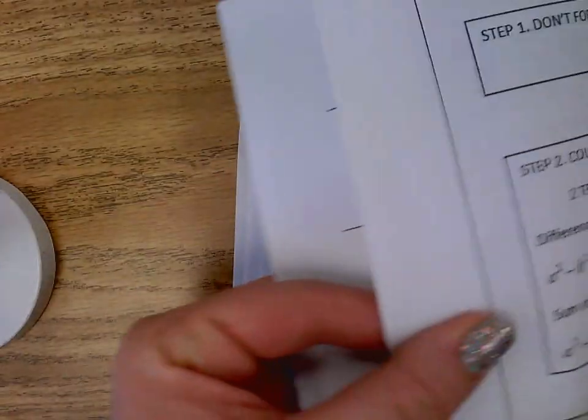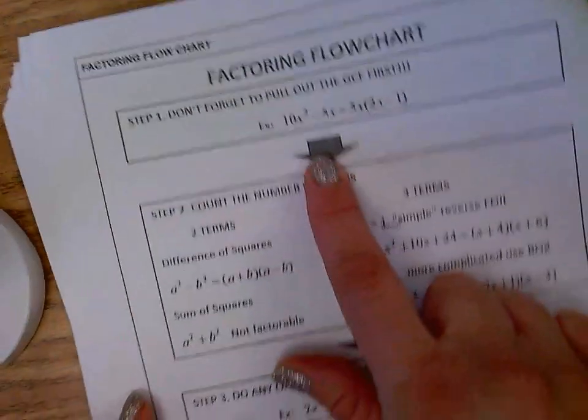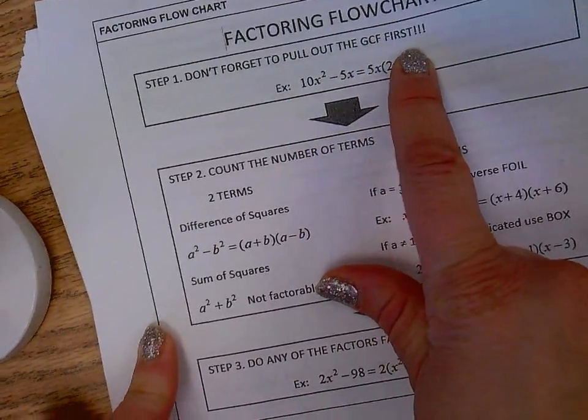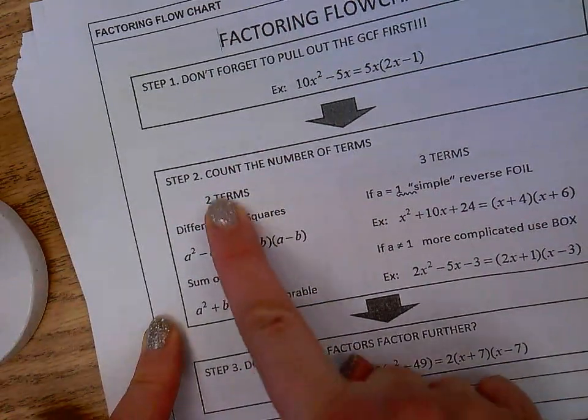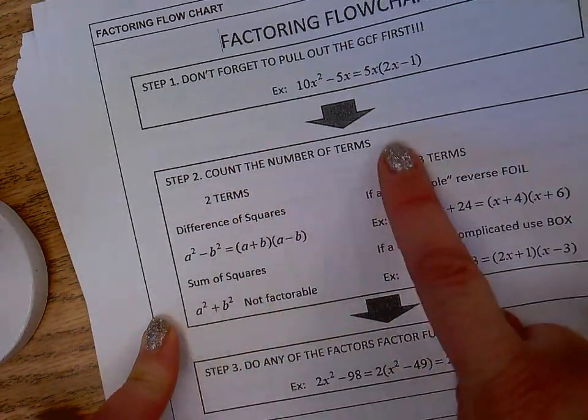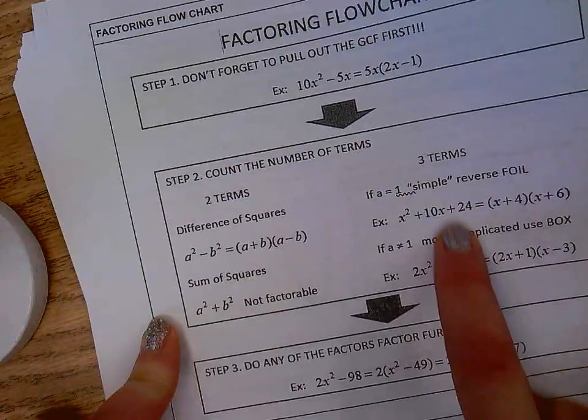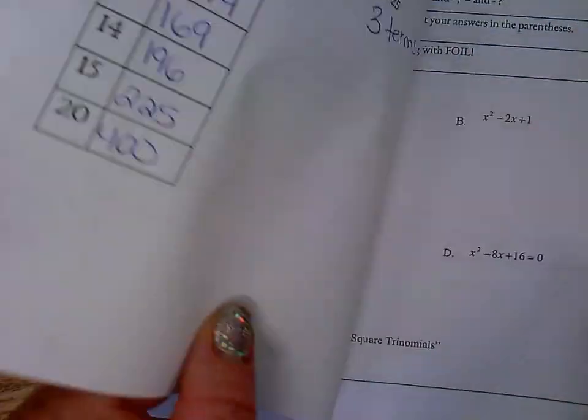Flowchart, right? The flowchart that you could reference. All right, what do I do? I pull out the greatest common factor. Now, do I have a difference of squares? Maybe I have 2 terms. Maybe I have 3 terms. So now I'm down here. 3 terms is what we're going to learn today. So page 3-5 is the resource page.